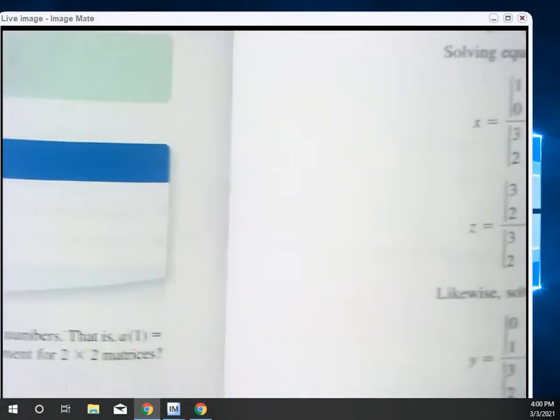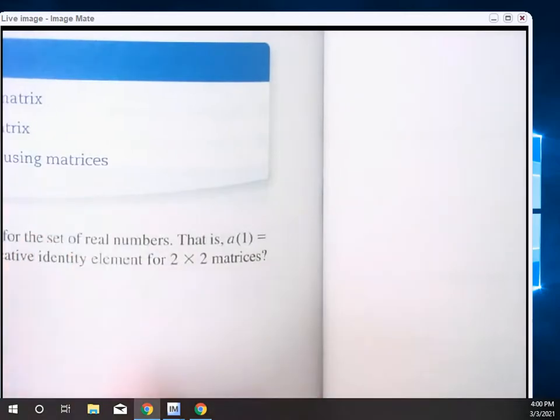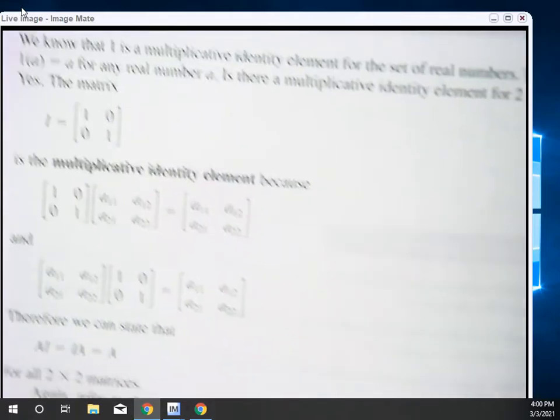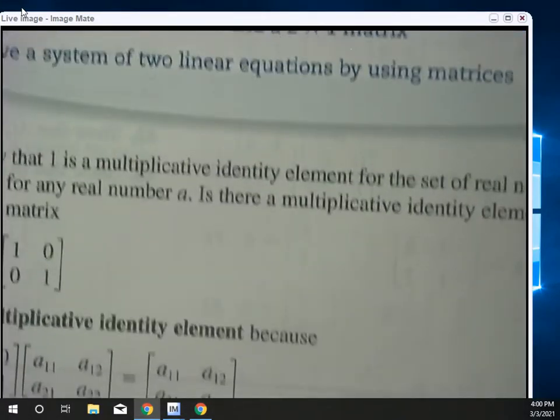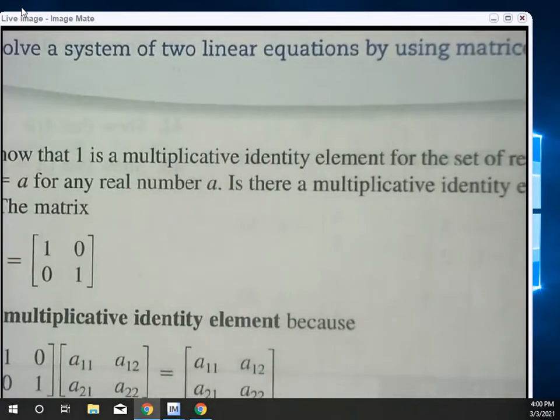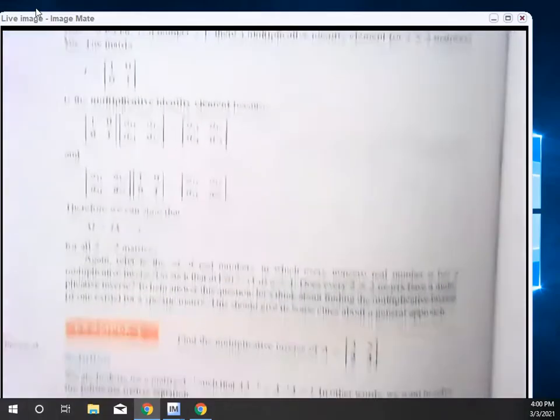We are going to start multiplying inverses, finding the multiplicative inverse of a 2 by 2 matrix, finding the product of a 2 by 2 and a 2 by 1, and then solving two linear equations by using matrices. The first example that we have in the book is the 3, 5 matrix.